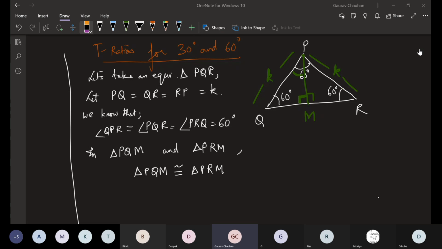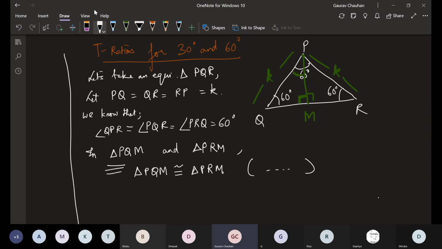Triple S, I think you cannot use because we don't know that yet. We don't know how much this side will be yet. But other than triple S, all three you can use. So basically, I'm getting that these two triangles are congruent. You write the reason and you write the steps here.